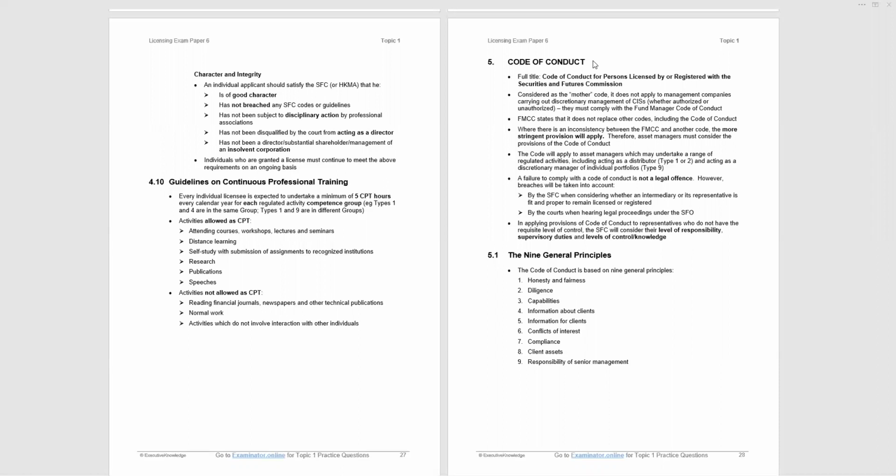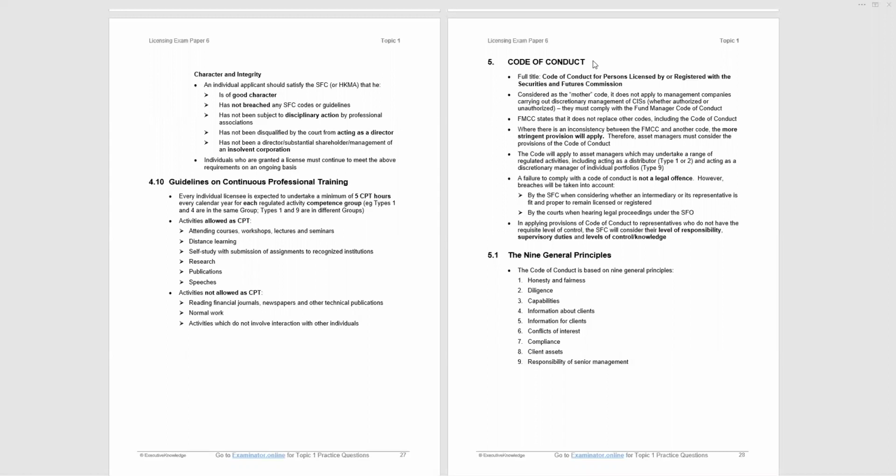of Conduct. And it then goes on to say, where there's an inconsistency between the Fund Manager Code of Conduct and another code, for example, the Code of Conduct, the more stringent provision will apply. Therefore, asset managers must consider the provisions of the Code of Conduct. So that gives us justification for covering it in Paper 6.